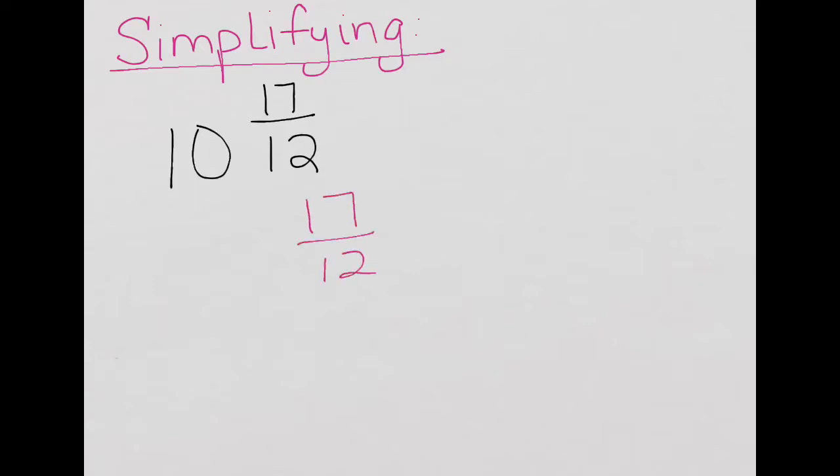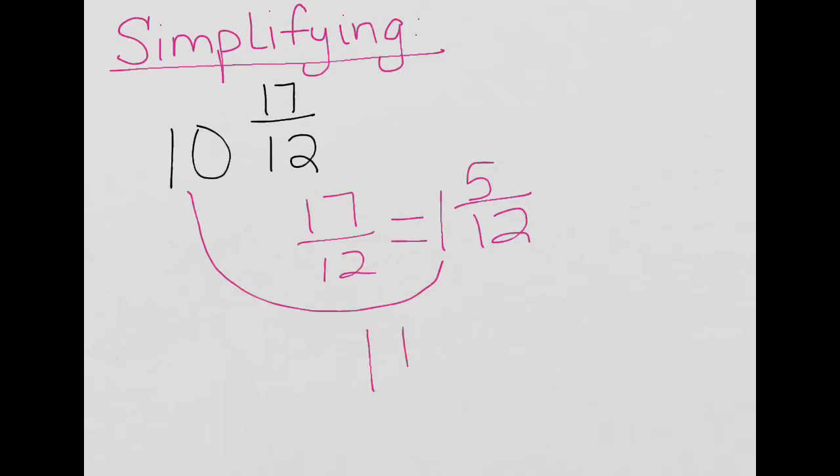17/12 equals 1, remainder of 5/12. Then we need to make sure that we don't forget to add the whole number. When we simplify, we have to add that whole number to our whole number. So the actual answer is 11 and 5/12.